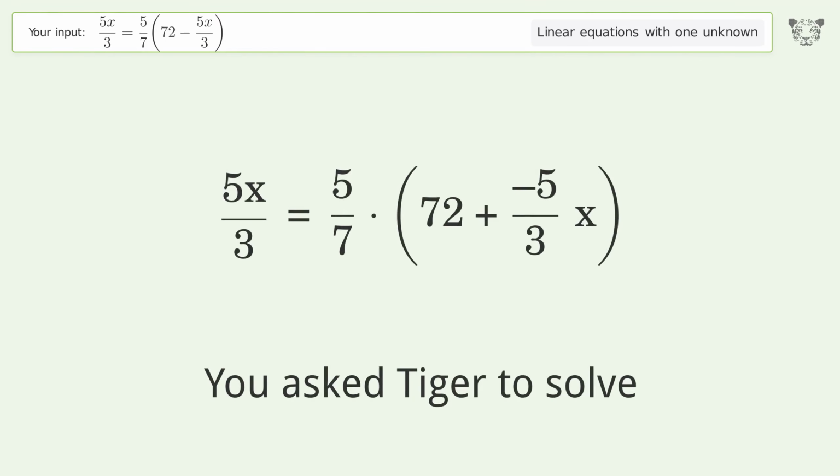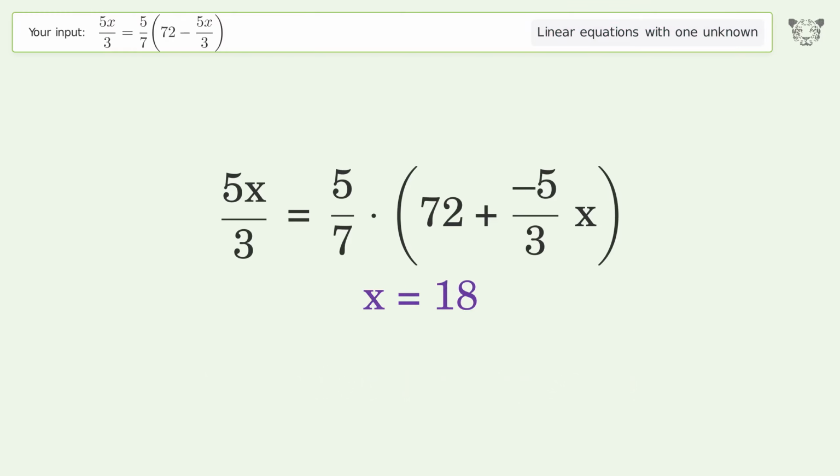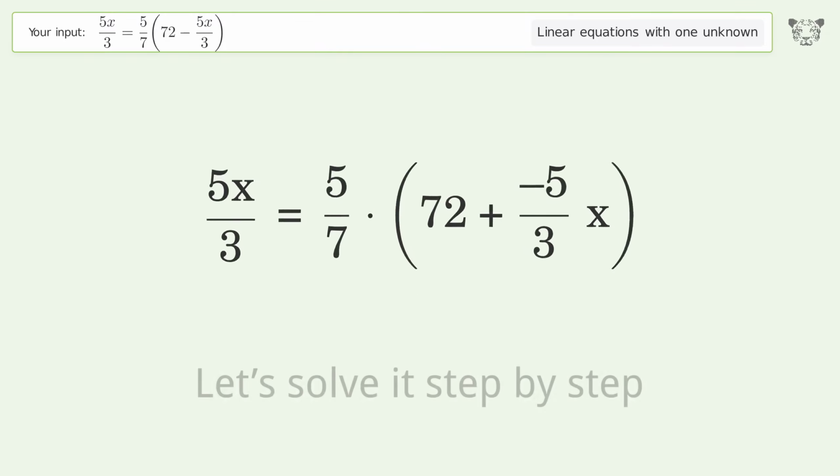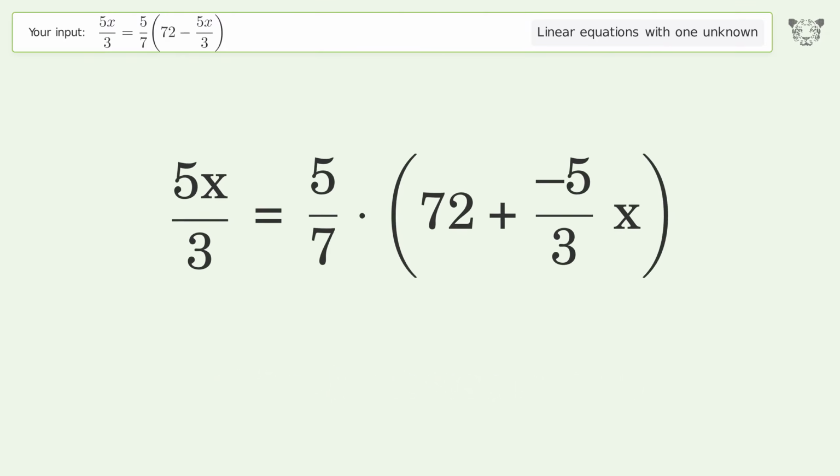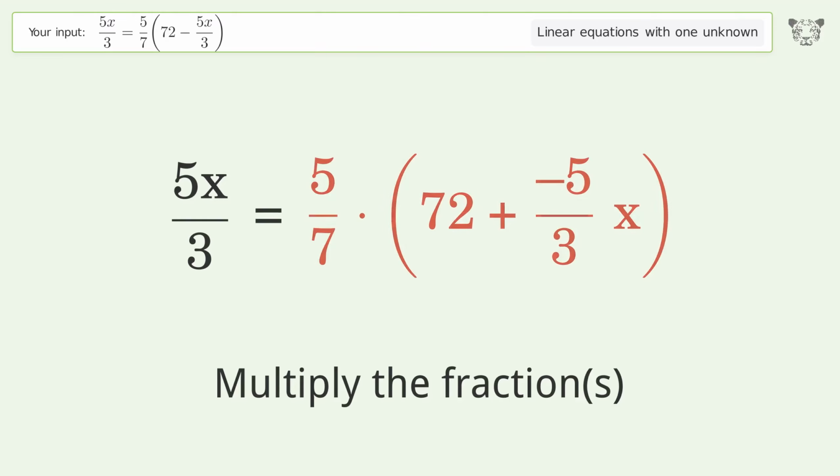You ask Tiger to solve. This deals with linear equations with one unknown. The final result is x equals 18. Let's solve it step by step. Simplify the expression. Multiply the fractions.